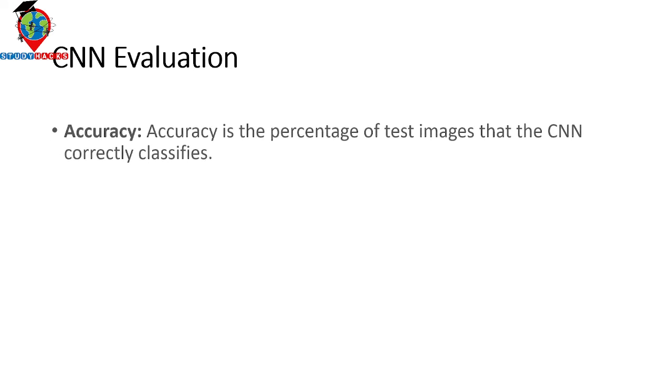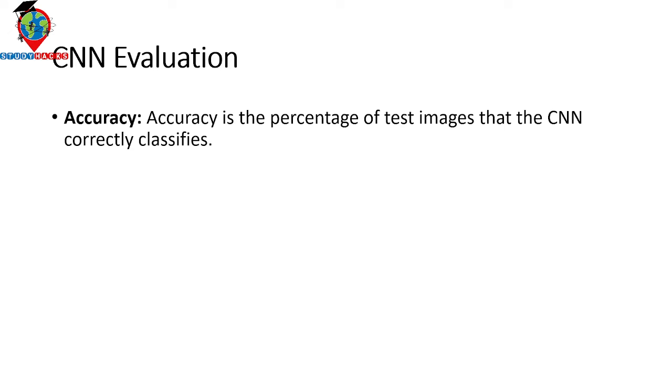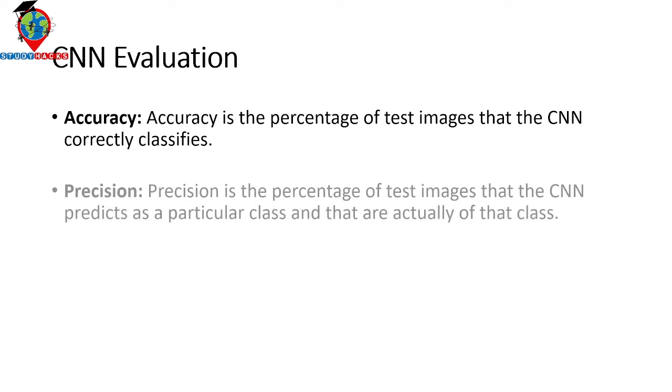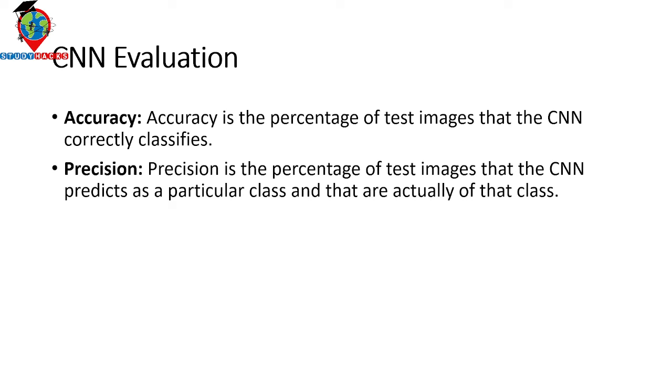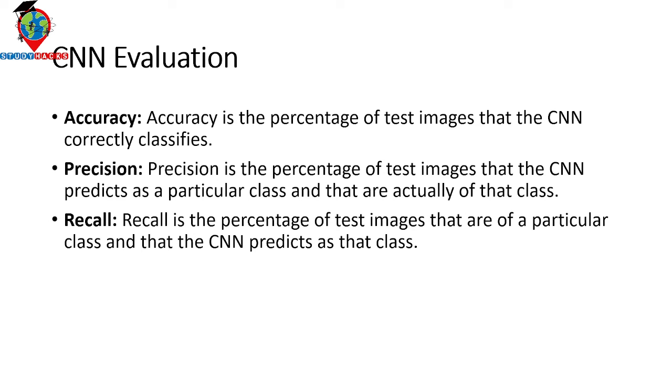Now, for CNN evaluation, how can we easily check the accuracy of the CNN? Basically, we can check the accuracy. Accuracy is the percentage of test images that the CNN correctly classifies. Precision is the percentage of test images that the CNN predicts as a particular class and that are actually of that class. And recall is the percentage of test images that are of a particular class and that the CNN predicts as that class.